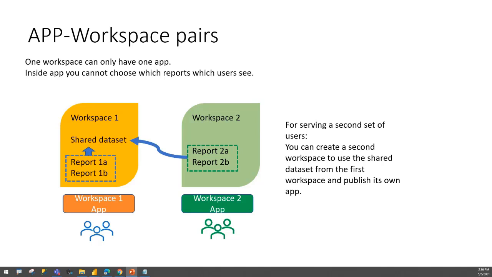And each workspace can have their own app, and each app is going to have its own set of users, but in the back, you're still using one shared dataset. They just see two different experiences of reports. So this is not row-level security, but this is just the experience of what they see. This is a bundling method.